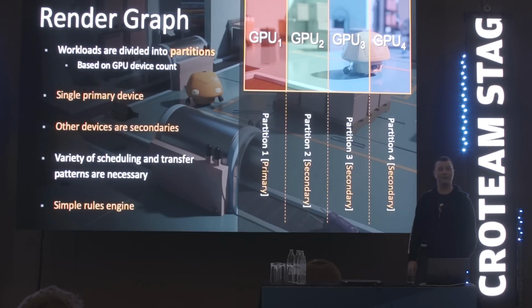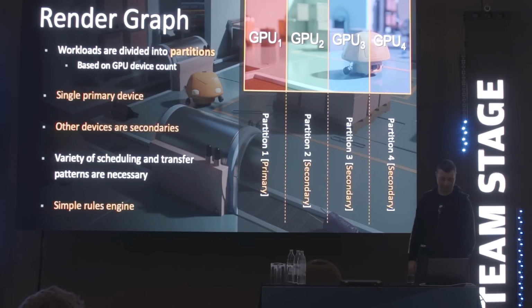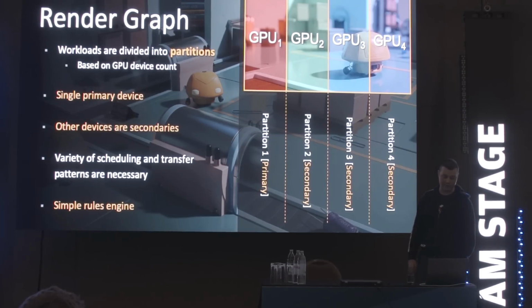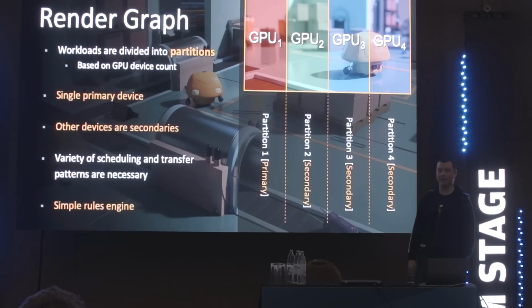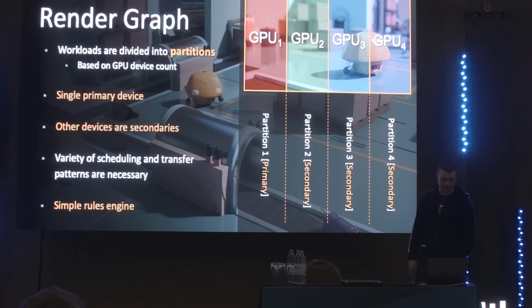Our workloads are divided into partitions, where the number of partitions is based on the number of available GPUs. We designate one of the GPUs as the primary device, and the other devices are designated as secondaries. With complex rendering and computation, there are a variety of scheduling and transfer patterns needed. We built a simple rules engine to drive the logic of our workloads.